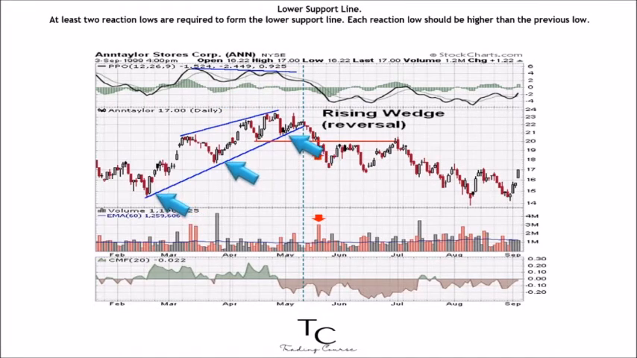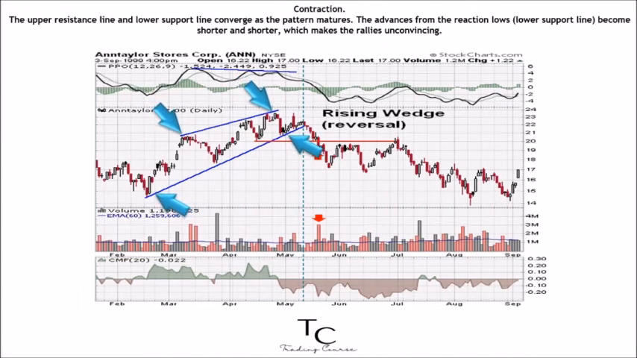Lower support line. At least 2 reaction lows are required to form the lower support line. Each reaction low should be higher than the previous low. Contraction. The upper resistance line and lower support line converge as the pattern matures. The advances from the reaction lows, lower support line, become shorter and shorter, which makes the rallies unconvincing.